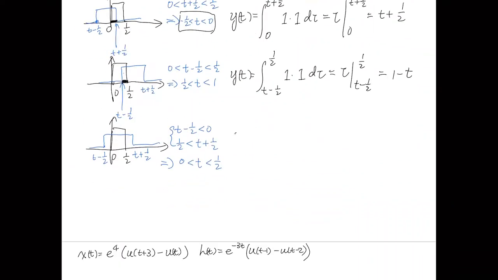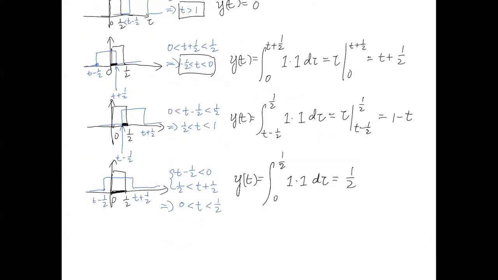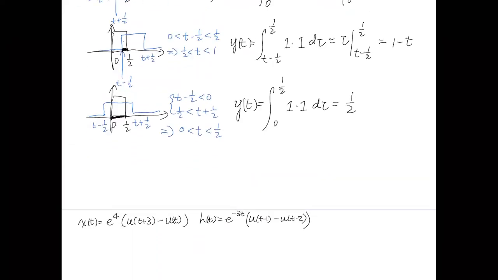Right? So finally, you have the interval that is easy because the common range is from 0 to half. Right? 0 to half, and then you have 1 times d tau, so that's half. Okay, so this is what you have, and finally, you need to have a good habit to put them together in order.